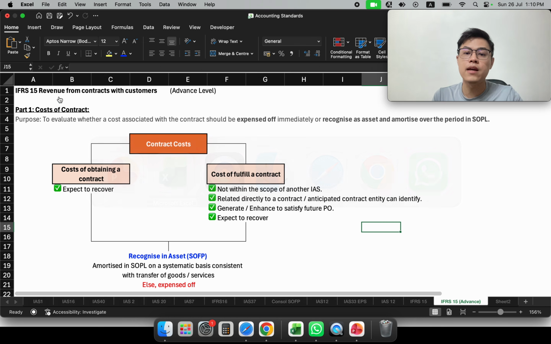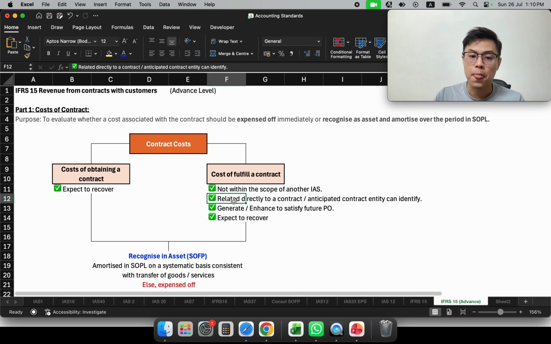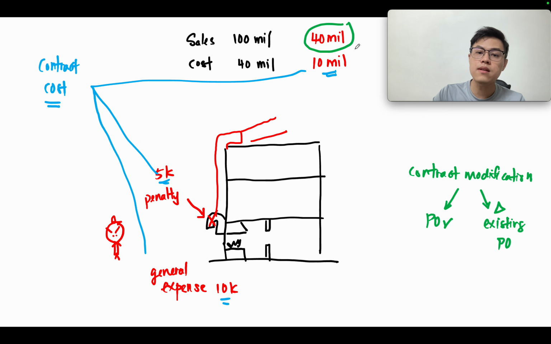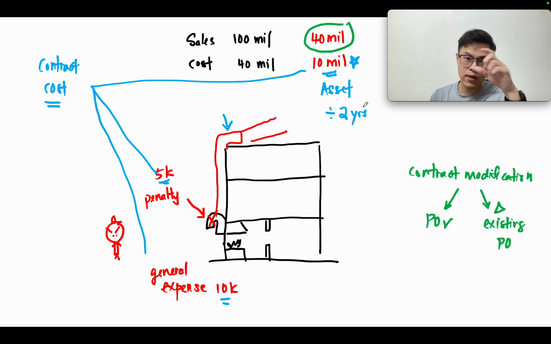I think it's quite clear when we look at here. It must be something related to the contract, something that will generate and enhance future satisfaction of POs, and is expected to be recovered. So for these things, the 10 million for sure relates to the future PO, which is this one. Therefore, it should be carried as an asset and amortized accordingly over 2 years, and then you gradually charge it to your SOPL.